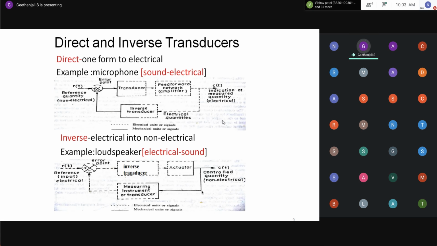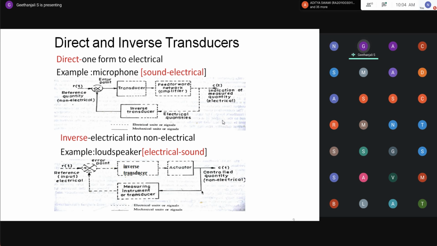The next is the feed forward network, that means the amplifier. Then they are giving feedback also, that is electrical quantities. So the feedback is the inverse transducer. It will be happening continuously. It is a simultaneous process as well as a continuous process.